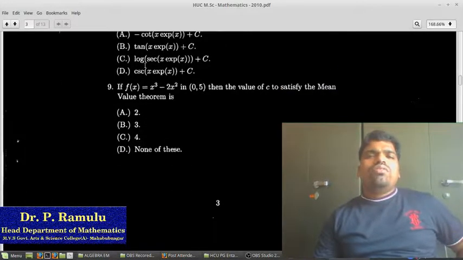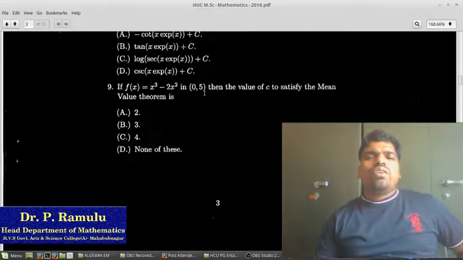f of x is equal to x cube minus 2x cube in 0 comma y, then the value of c to satisfy the mean value theorem is.